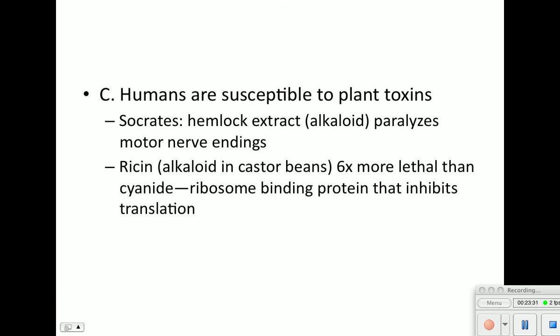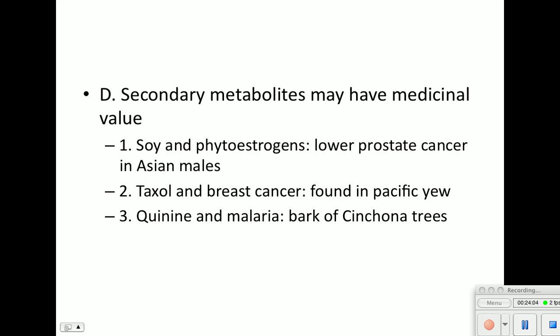Another one, ricin, which is an alkaloid in castor beans, 6 times more lethal than cyanide. This is a common poison used in, like, oh God, what is that detective's name? Hercule Poirot? Anyone read Agatha Christie, I think? No? Okay. Anyways, that was the popular poison in murder mystery books way back in the early 1900s. So, yeah. What it does is it binds to your ribosomes and inhibits translation so proteins don't get made, and then you just get sick and you die. Pretty bad way to go.